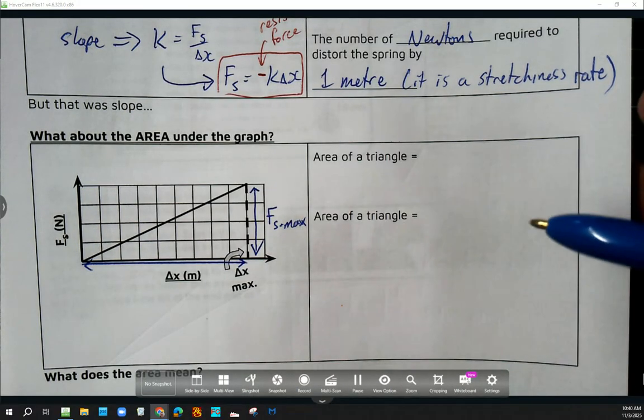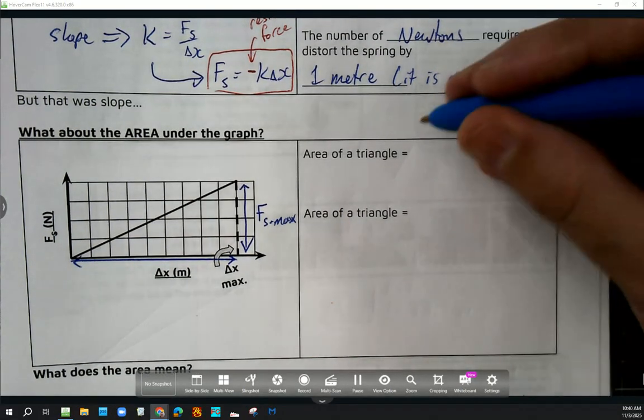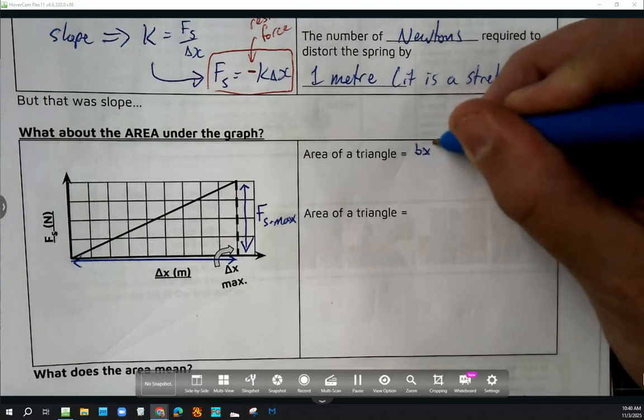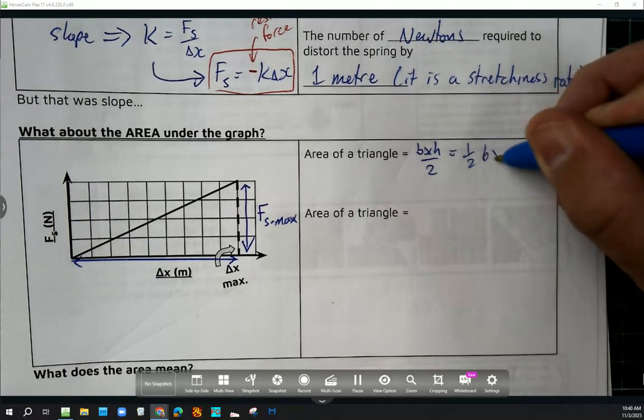Now, if I'm trying to find the area of this triangle, area has been useful in the past in kinematics, but every time we find the area of a triangle, it's base times height divided by 2, or some people write it as 1/2 base times height.